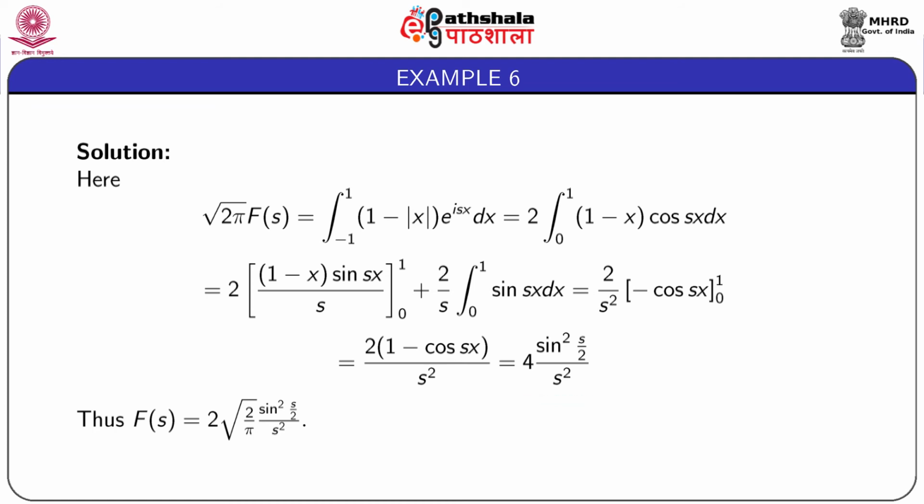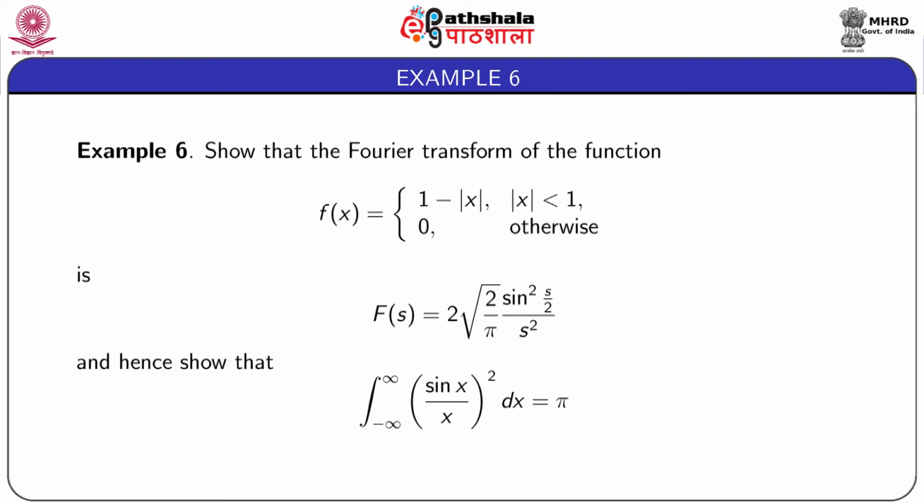So, the Fourier transform of the given function is 2 times √(2/π) sin²(s/2) divided by s². So, we have obtained the first part of the example. Now, we have to show the second part.